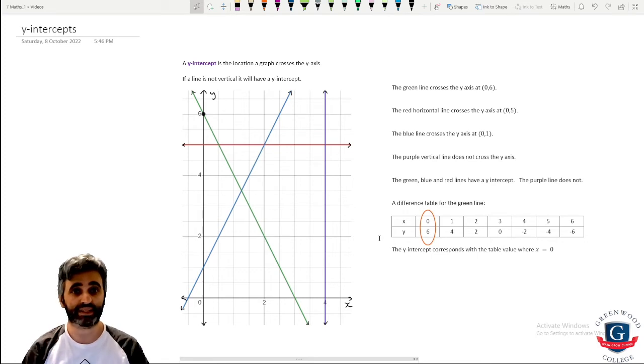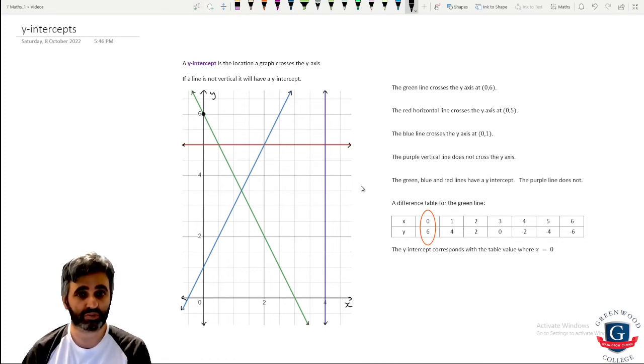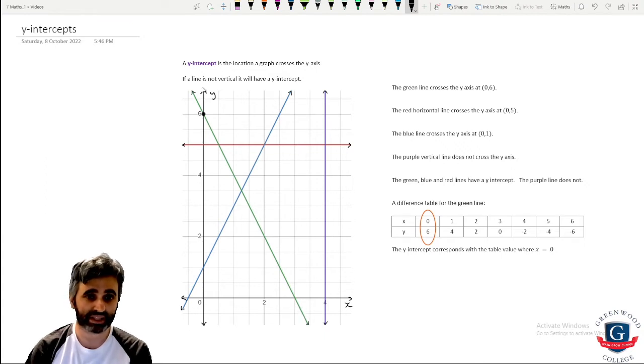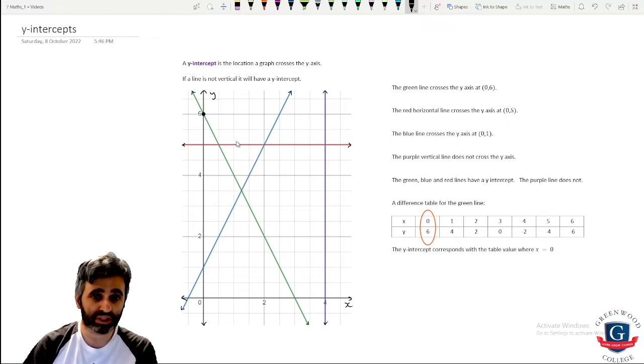A y-intercept is the location where a graph crosses the y-axis. If we look at this green line, it's crossing the y-axis, the vertical axis, at 0, 6. We go 0 across and then we go 6 up. The red horizontal line crosses at 0, 5. That's this value here. The blue line, this one, crosses at 0 across and then 1 up, so 0, 1.